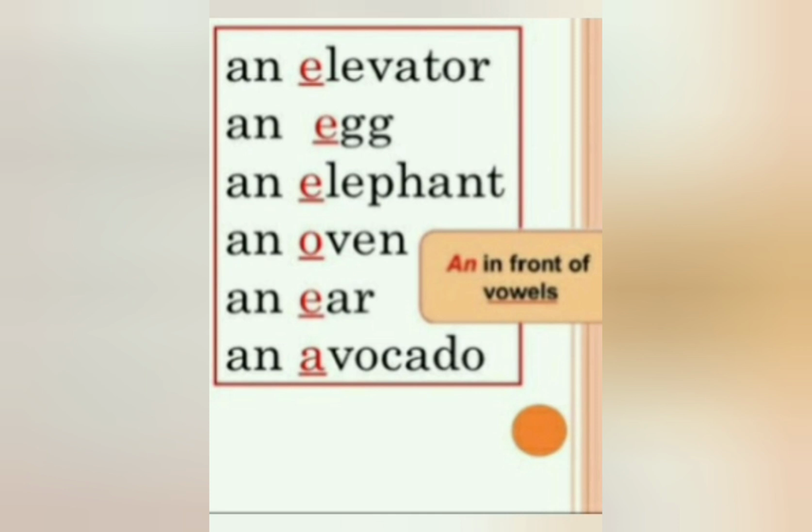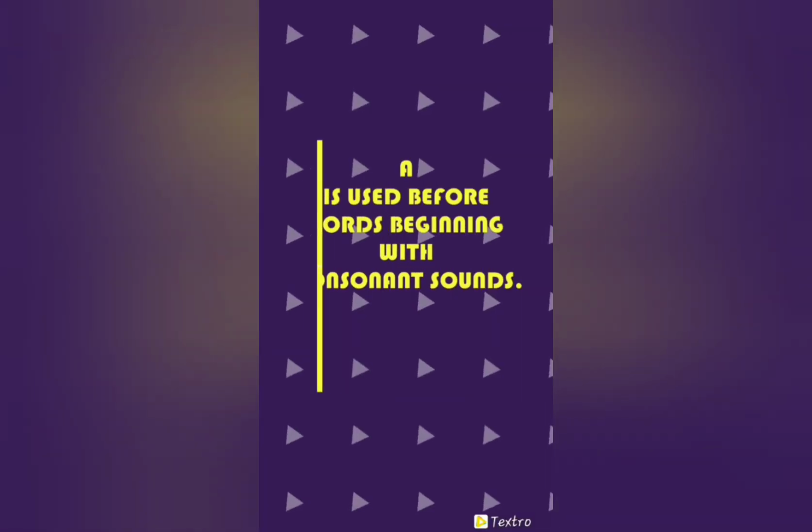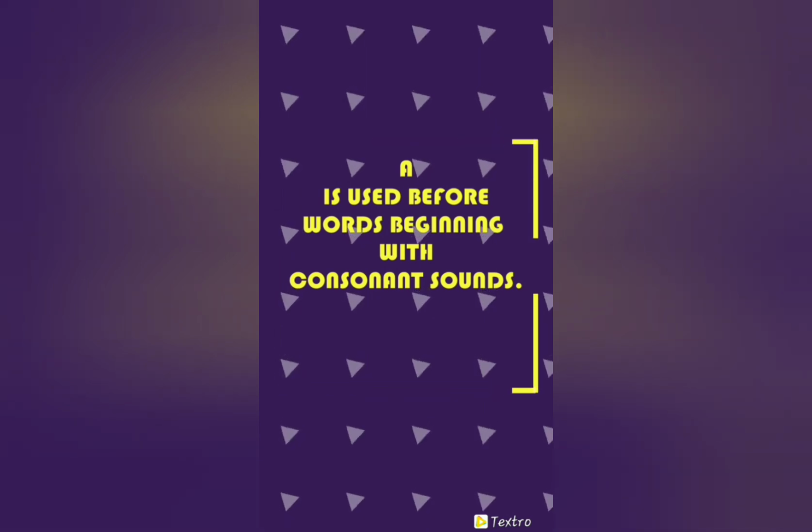First is elevator, starting with a. Then egg, starting with e. Then elephant, starting with e. Oven, starting with o. Ear, starting with e. Avocado, starting with a. Now, as all these words are starting with vowel sounds, they have an in front of them. And students, we always use a before words beginning with a consonant sound.